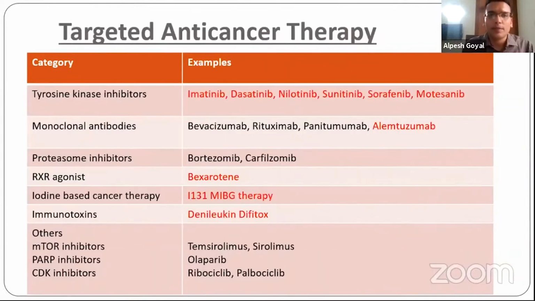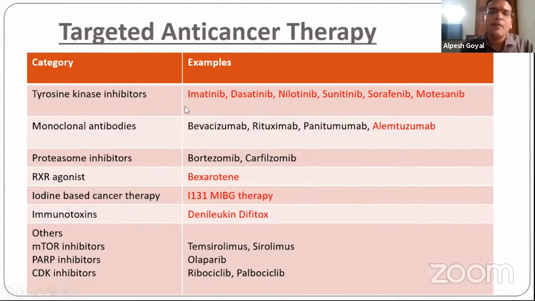Coming on to targeted anti-cancer therapy, these agents, we know, work at specific molecular targets, and so they increase the efficacy of the drug while reducing the off-target adverse effects, as were seen with conventional anti-cancer agents. And these agents have become very popular in the last few decades.